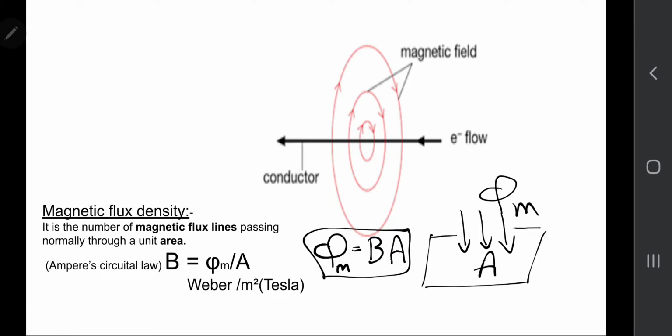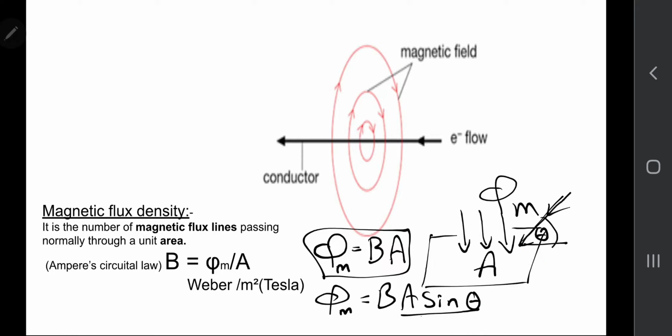This law applies when magnetic flux lines fall perpendicular on the area. But when these magnetic flux lines fall at an angle theta with the area, the law becomes phi m equals B A sine theta. Sine theta, because when phi m falls at angle theta, I can resolve this vector on the x-axis and on the y-axis: sine theta on the y-axis and cosine theta on the x-axis.